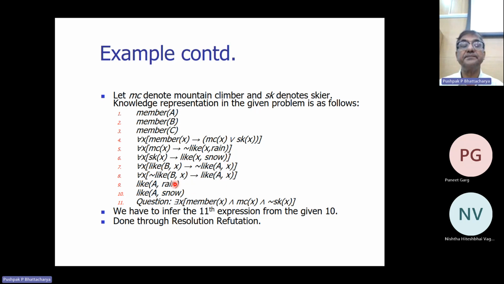Then we have another rule. If B likes something, A doesn't like it. Whatever A likes, B does not like. This is represented as for all X, like B X implies not like A X. And the opposite is also true. For all X, not like B X implies like A X. We are told that A likes rain, so like A rain. A also likes snow, so like A snow. Now the question is converted to a predicate calculus form.